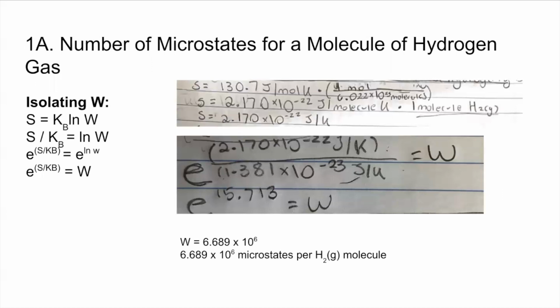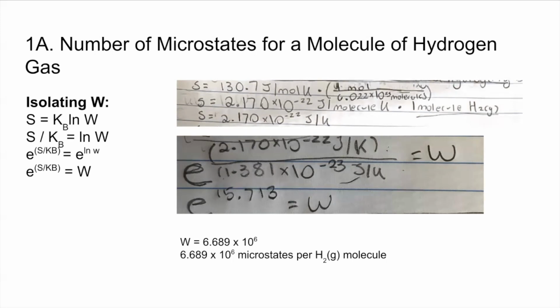Let's start with problem 1A, the number of microstates for a molecule of hydrogen gas. To begin, I started by isolating W. W, as mentioned earlier, is the number of microstates. Divide S by Kb, and then do e to the S divided by Kb power and e to the ln W power. E and ln W cancel out, and so W is equal to e to the S divided by Kb power.